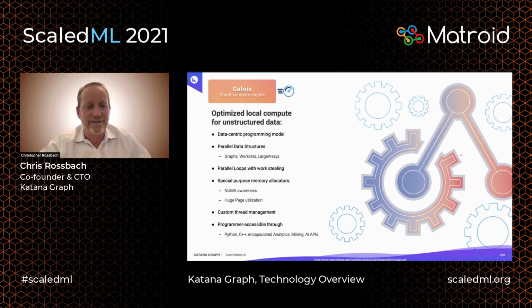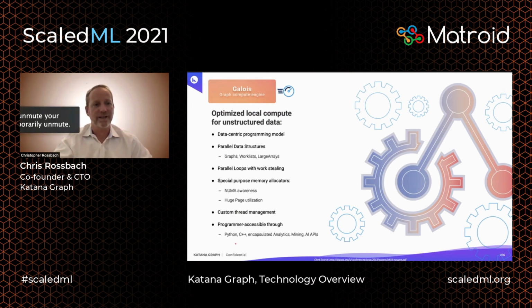Now, very, very importantly, a key differentiating technology for Katana Graph is the fact that while we have a well-encapsulated set of APIs for calling analytics and invoking mining and AI APIs, we also expose these interfaces directly through Python and C++. So programmers can extend the system and implement their own graph algorithms.